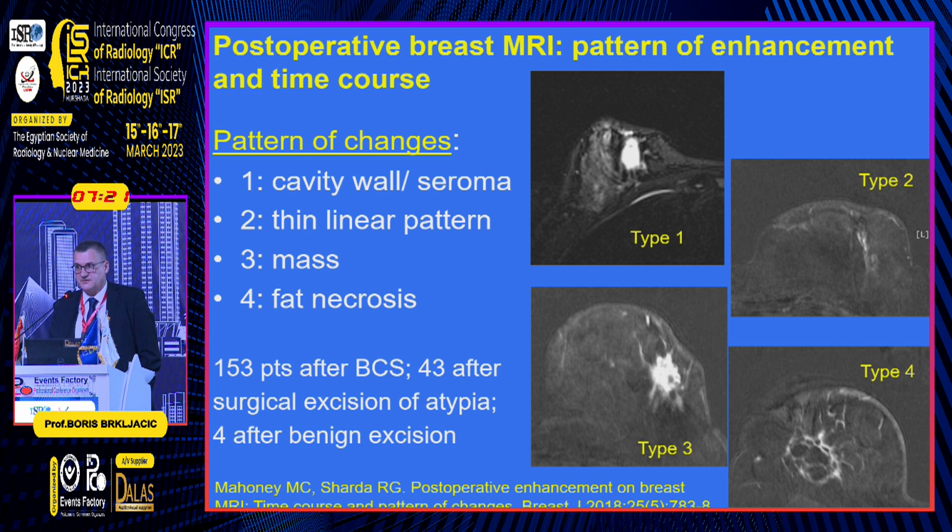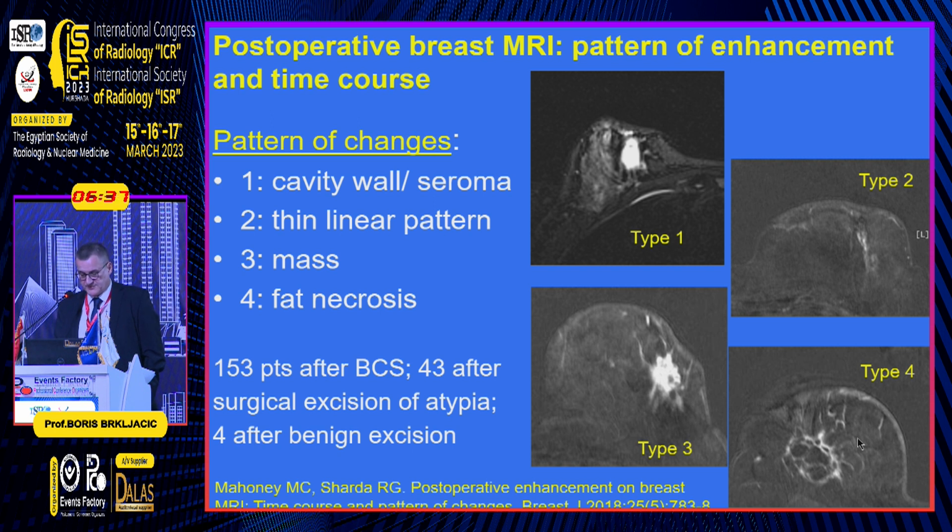And we need to look in postoperative breast MRI basically for 4 patterns of changes. One is cavity wall seroma, which is T2 hyperintense, and then on contrast-enhanced post-subtraction sequences, we look at this thin linear pattern, or a mass, which in this case is irregular with rapid enhancement and very irregular borders, or this is type 4 of lesions that we see here, which is typical for fat necrosis that can also be seen in breast reduction surgeries.